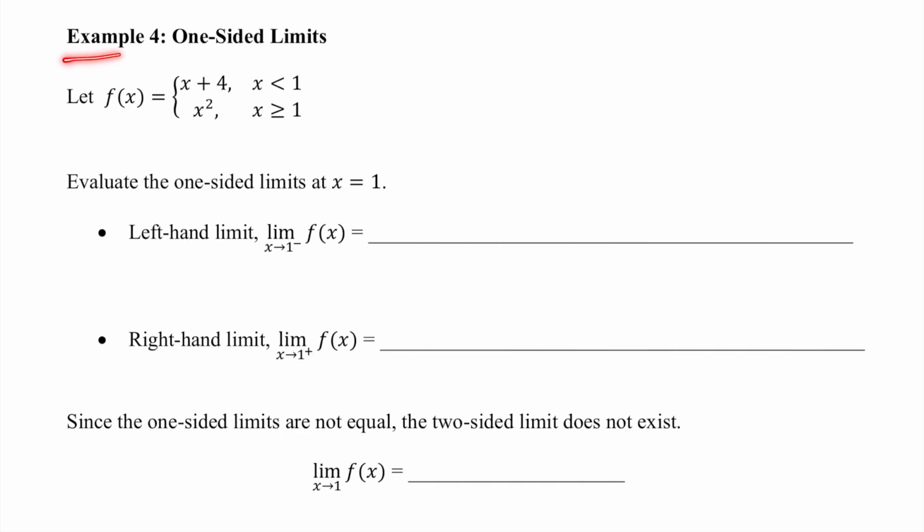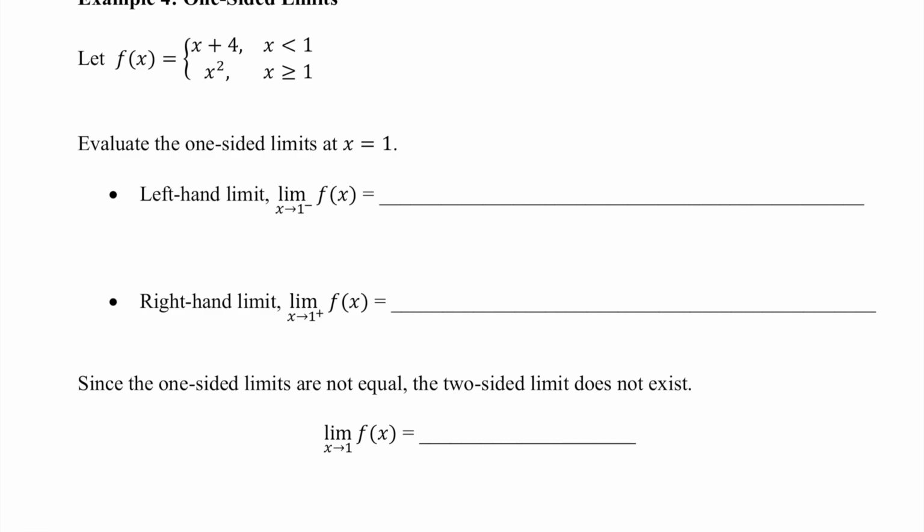Now, let's work through this example carefully. We are given the piecewise function f of x equals x plus 4 when x is less than 1, and f of x equals x squared when x is greater than or equal to 1. And we are asked to evaluate the one-sided limits at x equals 1.